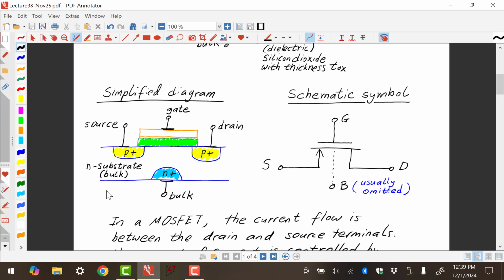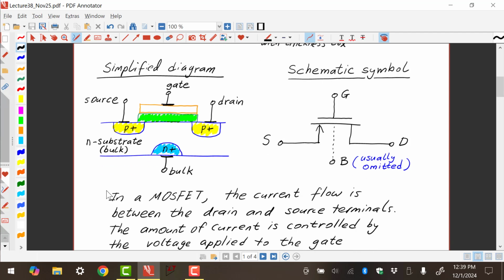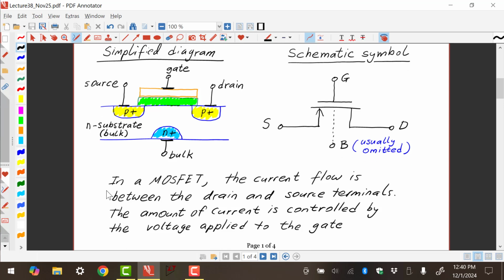So we know that in a MOSFET, the current flow is between the drain and the source terminals. And the way that happens is there's a channel formed between the drain and the source under the gate. Very similar to the N-channel. This is true for MOSFETs in general. And the amount of current flow between the source and the drain is controlled by the voltage that's applied to the gate. This is a true statement for any MOSFET, really. So it's still true in this case as well.